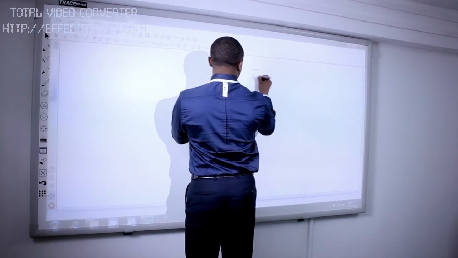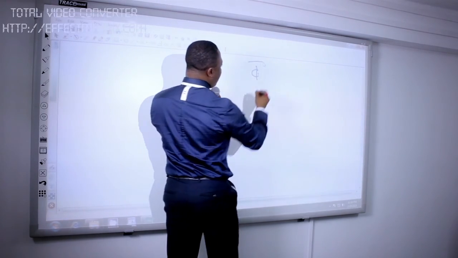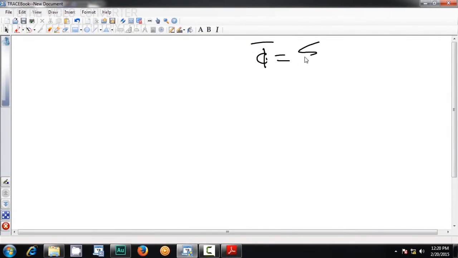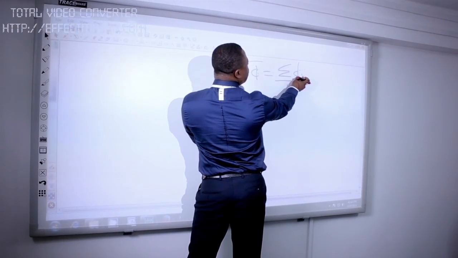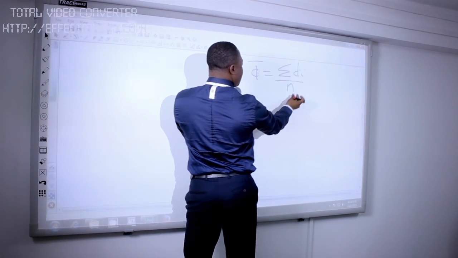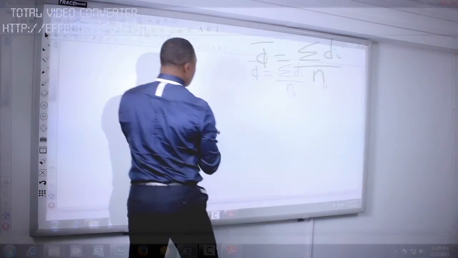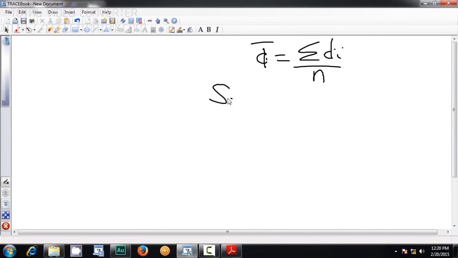You have the mean difference, the D bar, which we said is a summation of each individual difference, divided by the sample size. This requires that you first of all find the difference for each one, and then you divide it by the sample size. Now you go to the standard deviation. The standard deviation is a very, very long formula.